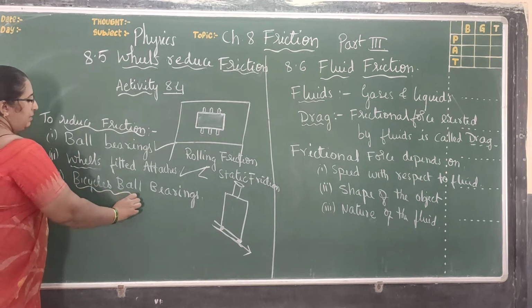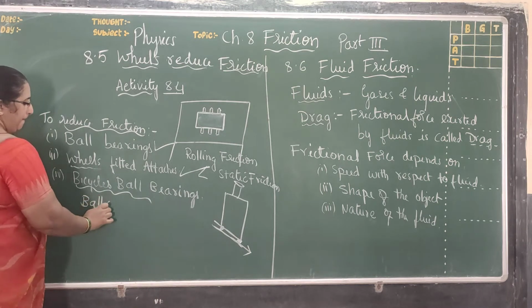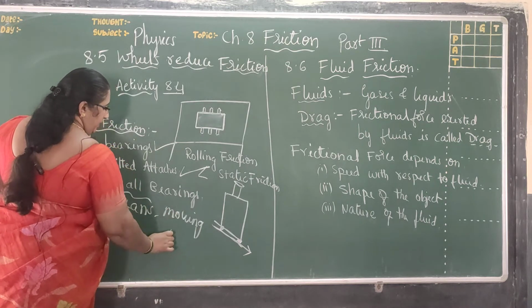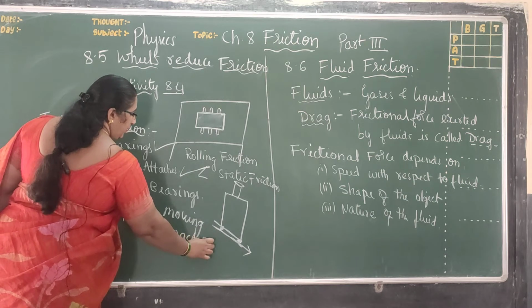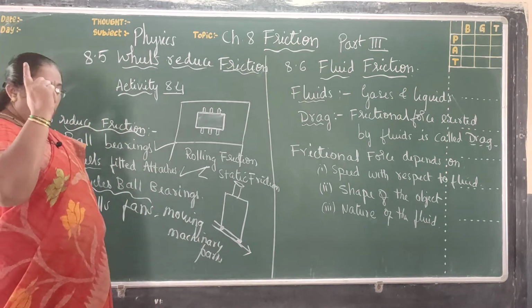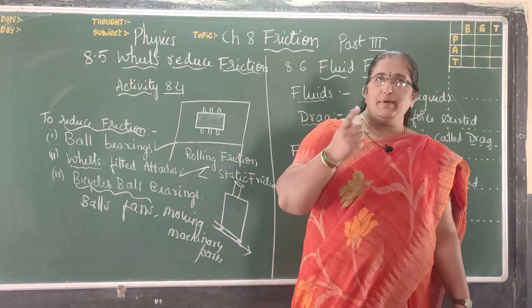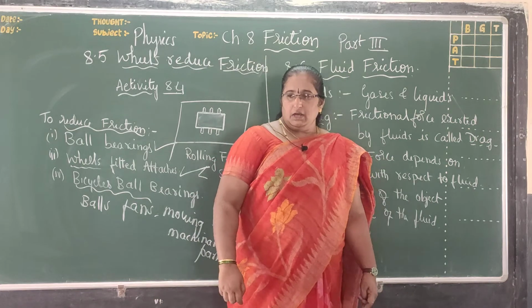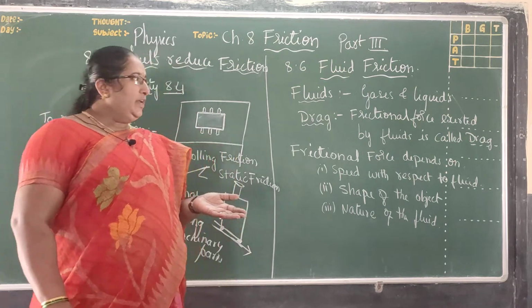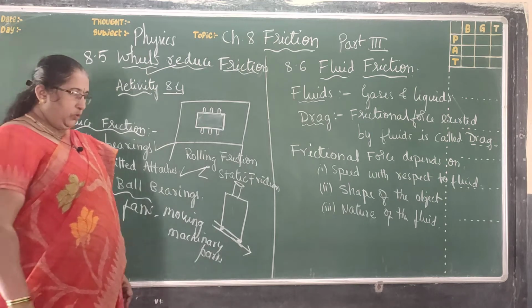Then bicycle ball bearings we discussed. In the same way, you can see ball bearings in fans and moving machinery parts. In the moving machinery parts, you can see the ball bearings being fitted. In the rotations that take place in the motors of the fan, for the free movement of the blade, there also there will be ball bearings. So these balls act like wheels because they roll and they reduce friction. So in this way, to reduce friction, the wheel plays a very important role.